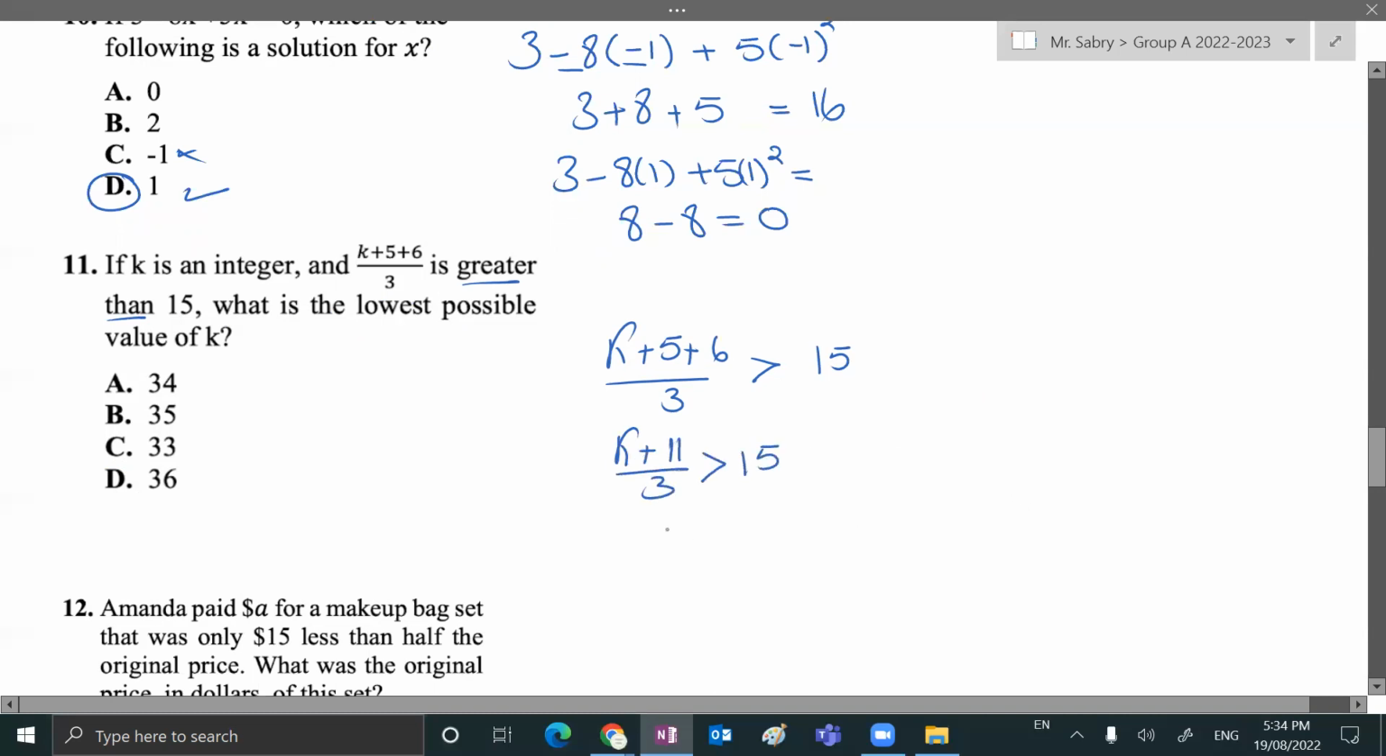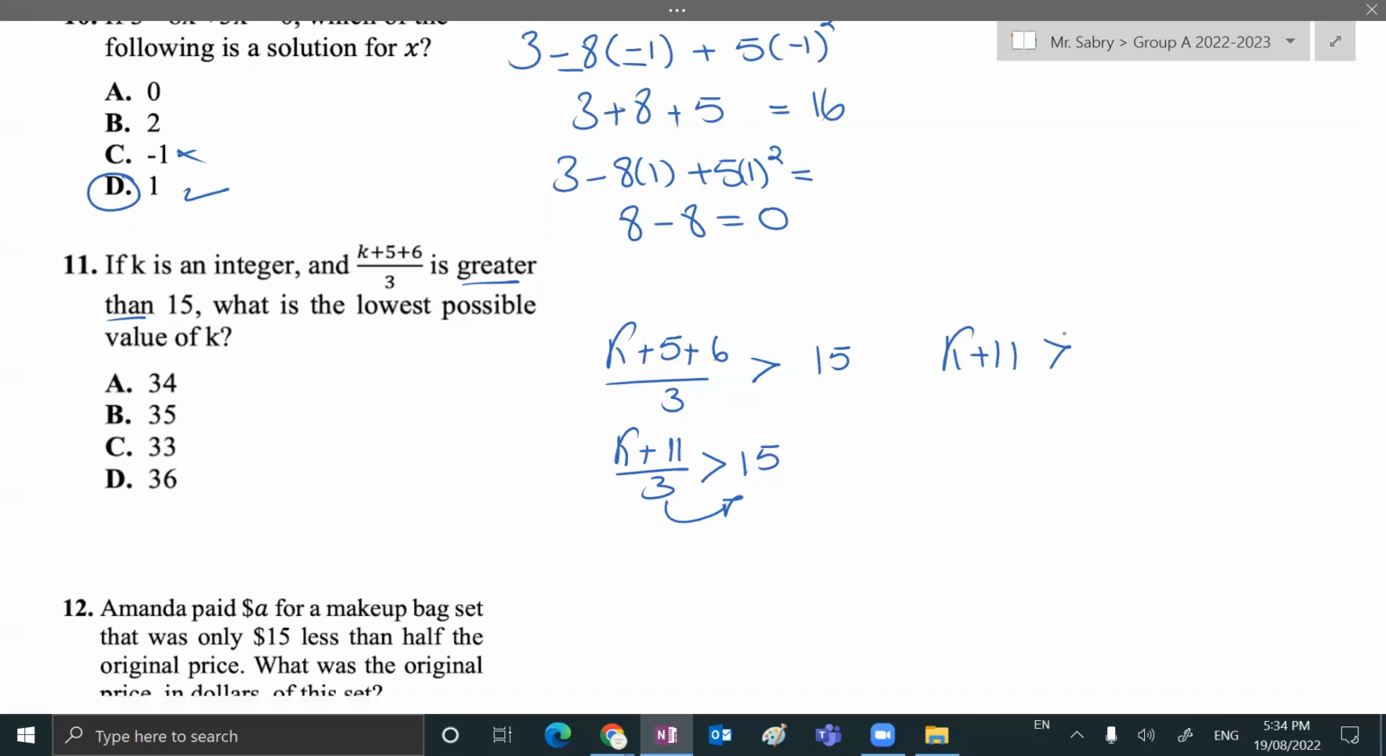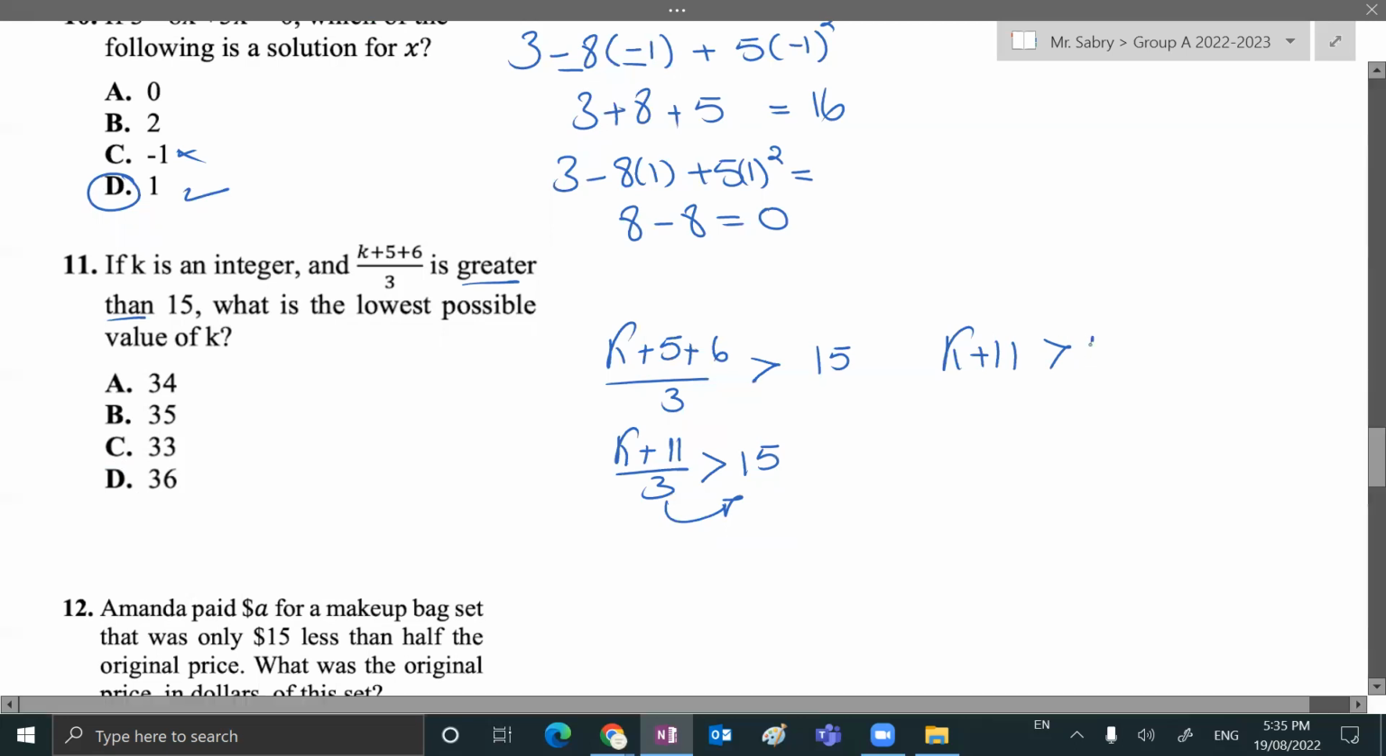Just like an equation, I'm going to remove the 3 to the other side by multiplying. So I'll say that K plus 11 is bigger than 15 times 3. How do I think about this one without the calculator if you're not a quick one to calculate? Split the 15 into 10 and 5. 3 times 10 is 30. 3 times 5 is 15. 15 and 30 is a total of 45. Move the 11 to the other side, so I'll have K bigger than 45 minus 11, which is 36.